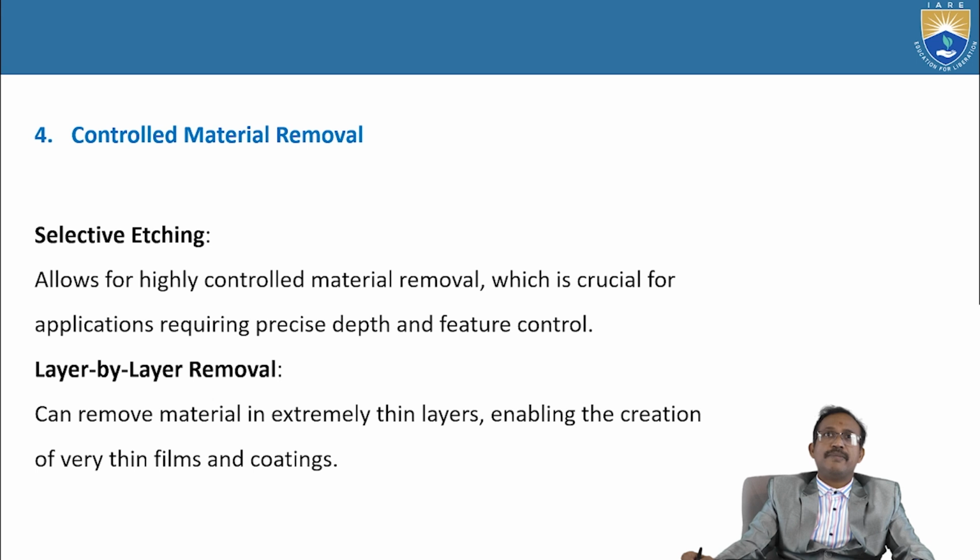Fourth one, controlled material removal. Selective etching allows for highly controlled material removal, which is crucial for applications requiring precise depth and feature control. And layer by layer removal can remove material in extremely thin layers, enabling the creation of very thin films and coatings. So through ion beam machining, we can remove the material layer by layer, in very thin layers.